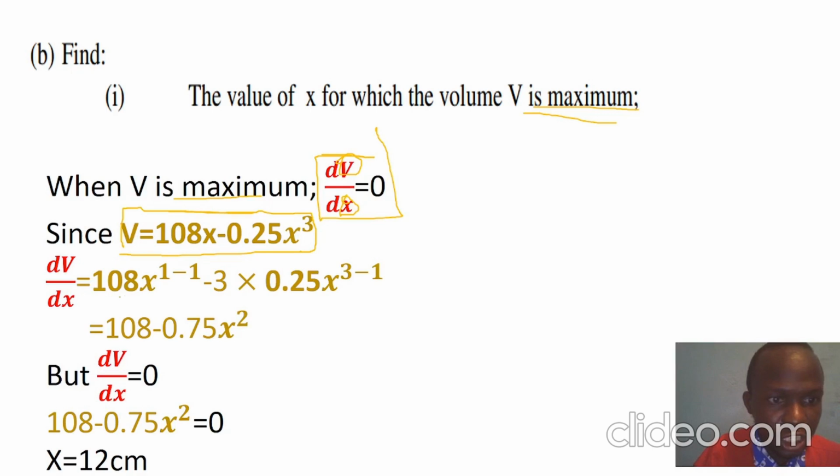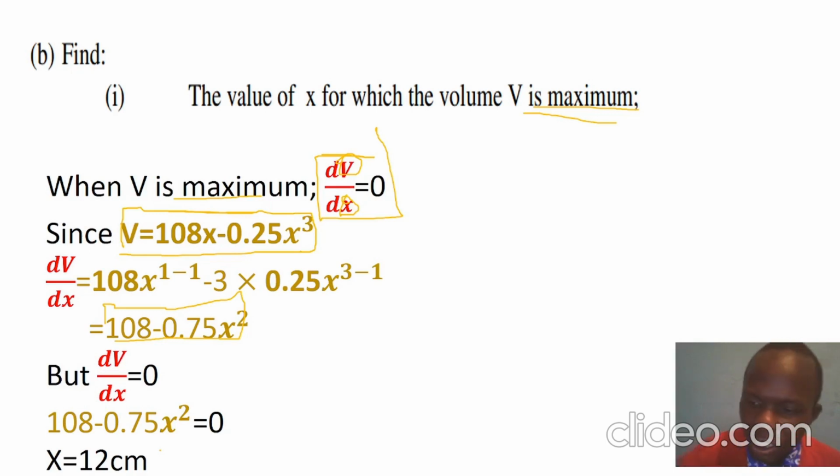Differentiating, I think you have known how differentiation takes place. It boils down to 108 minus 0.75x squared. And then what is the value of x? From that, the value of x is 12 centimeters. You can also get a positive or a negative, but we are not going to use the negative, we are going to use the positive because a dimension cannot be negative. So the value of x is 12 centimeters.